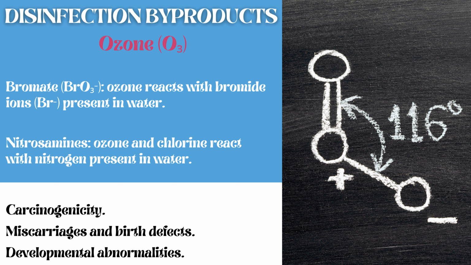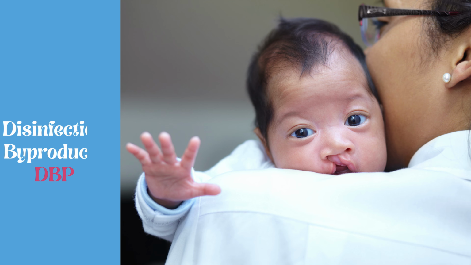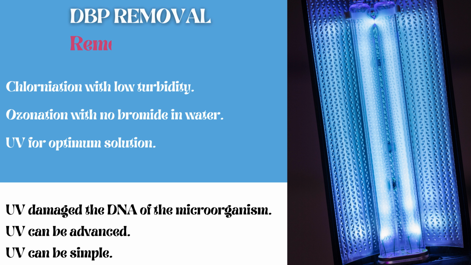Ozone reacts with bromide, if there is bromide present in water, and forms nitrosamines. Ozone and chlorine react with nitrogen present in water. It is carcinogenic and causes a risk of birth defects and developmental abnormalities. Disinfection byproduct. This picture shows the danger of this product. But what is the DBP?